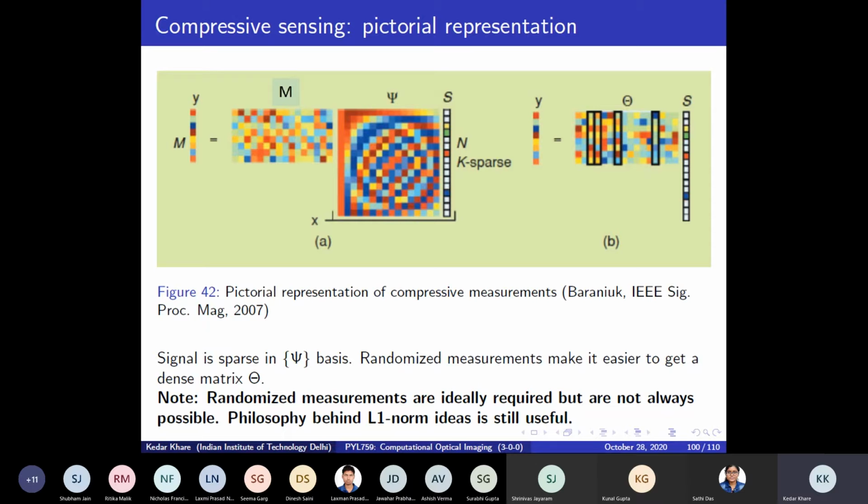So this pictorial representation, is it clear to everybody what we are doing? It's just a picture, but this is the problem we are trying to solve essentially. Okay. Is it clear to everyone?